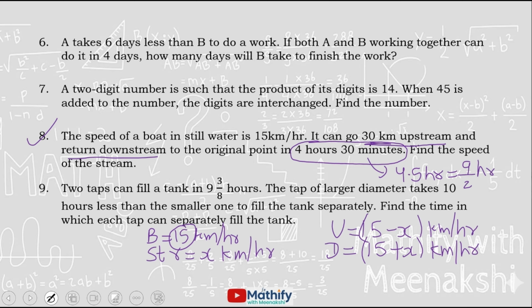So the time taken for upstream is, you know the formula of time, distance upon speed. So the distance for upstream is 30, and the speed is 15 minus x. Together they wrote, so you will write plus. The time taken for downstream is 30 divided by 15 plus x, is equal to 9 by 2. Here you have to see carefully, because it's written together, time taken together, I'm writing plus. But if they use the words more or less, please see carefully. You will always write upstream first, because the time taken by upstream is always more as compared to the time taken by downstream. So you can always write upstream first for the safer side.